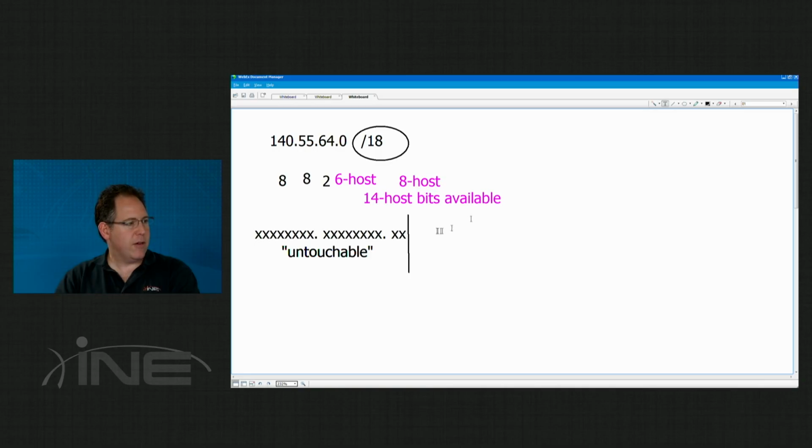So now what's left over? 1, 2, 3, 4, 5, 6. 1, 2, 3, 4, 5, 6, 7, 8. So now I'm going to start stealing from right here. If I'm going to start creating my subnets, I have to start from the right of this line. So my subnets will be a /19, /20, /21, but I can't go anything less than /18 because /18 is what they gave me.